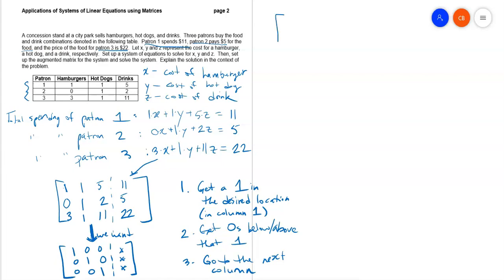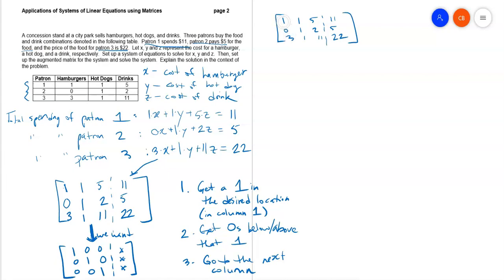I'm going to write here our matrix that we're dealing with. It goes 1, 1, 5, and then 11. It goes also 0, 1, 2, and 5, and then goes 3, 1, 11, and 22. So the first thing that we're going to want to do, since we already have in our upper left where we wanted to get this 1, we already have a 1 there, and then we also have already a 0 below that 1. So the first thing that we should try to do is to get this to be a 0, where the 3 is. And it's going to be simple to do it.